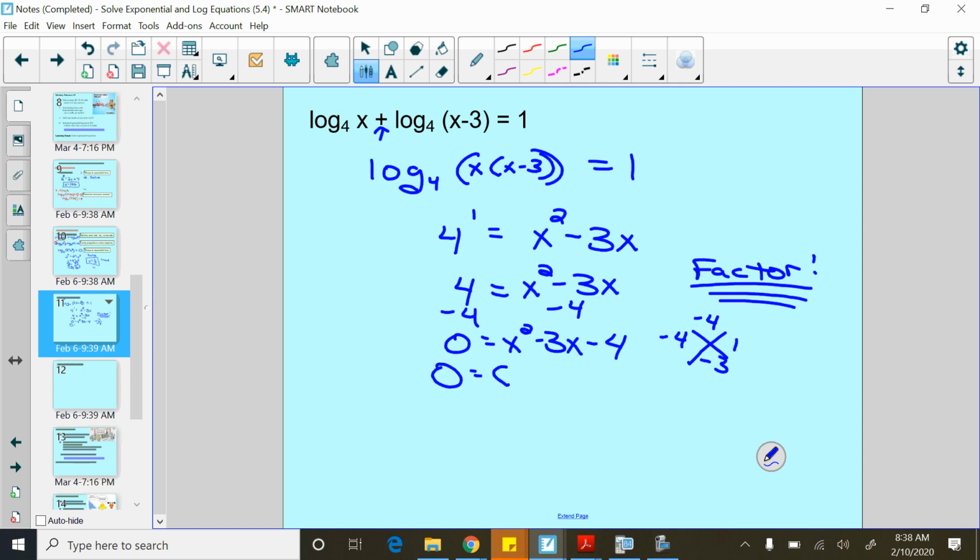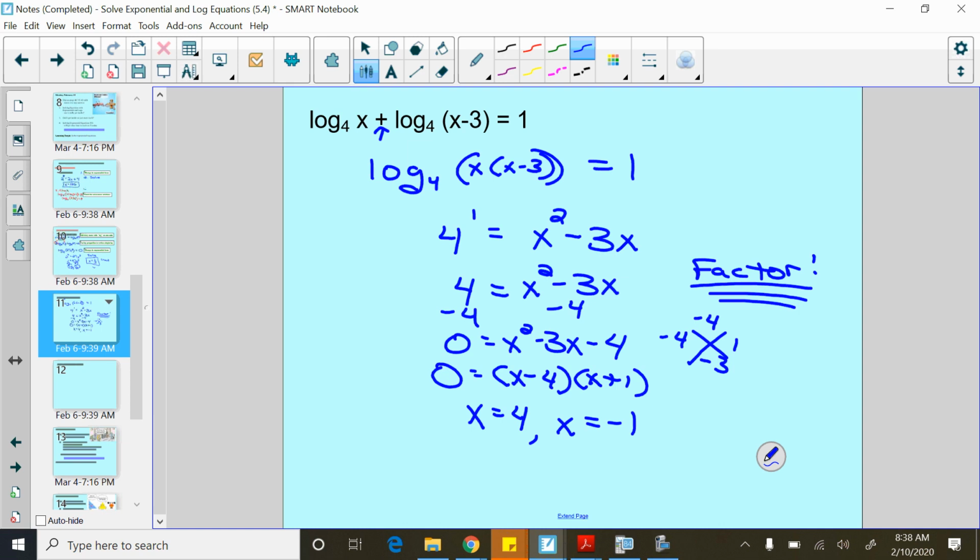So if we're trying to go to our next step, we know that this is x minus 4. We know that this is x plus 1. And now, since both of these parentheses have to be equal to 0, we end up with x equals 4 and x equals negative 1. So our 2 logs became 1. Our 1 log becomes change. Our change becomes solve. And our solve now will lead to check.